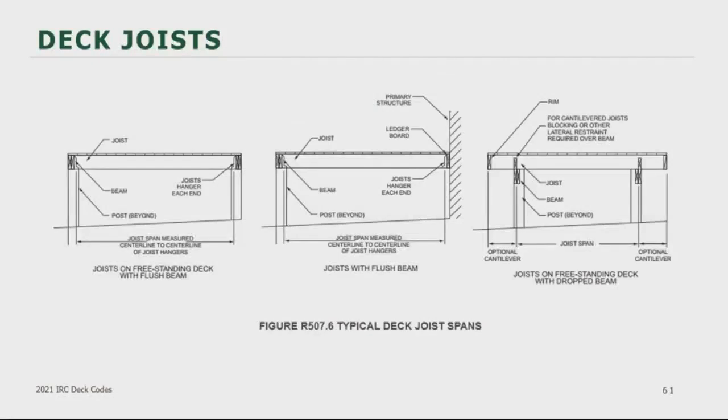The code provides examples of common joist configurations in figure R507.6 to illustrate how the joist span length is determined. You will see in each situation, it's the center of the bearing to the center of the bearing, whether that's a joist hanger or a beam.